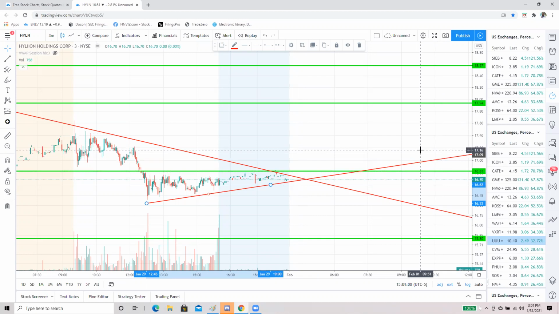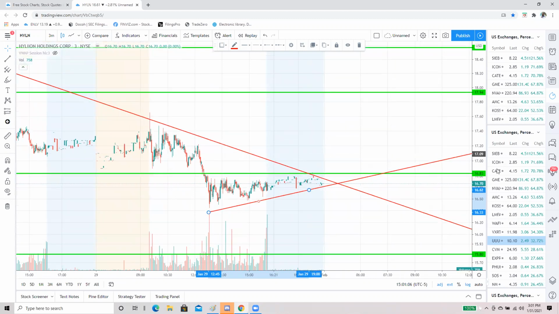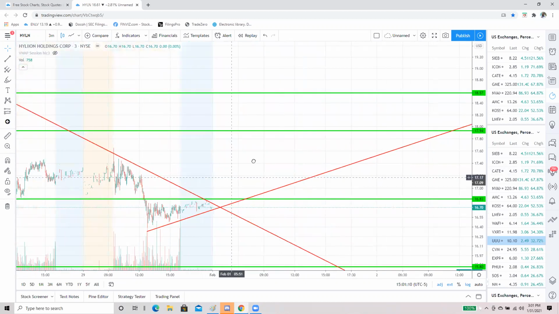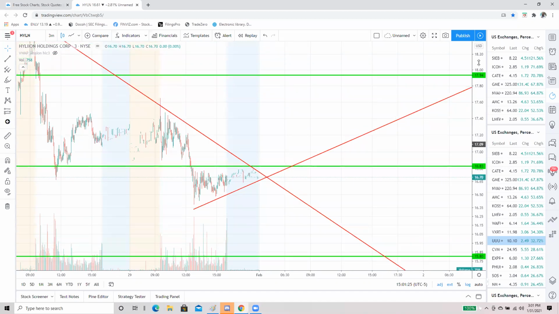Yeah, it looks like it's on a descending triangle on a daily. That's what I have on my chart. So like I said, if I'm trying to enter right here, if it reclaims 16.82, I'd wait for it to go back up again. I think 15.21 is a stop loss.